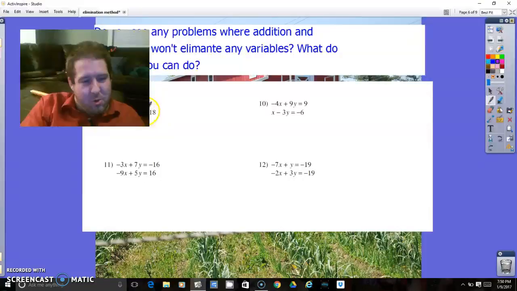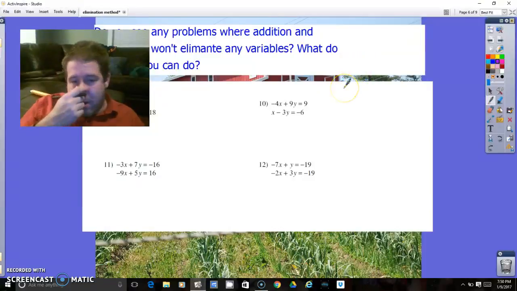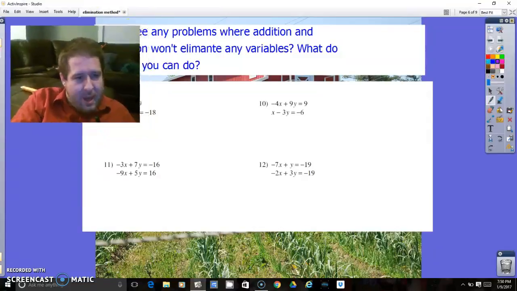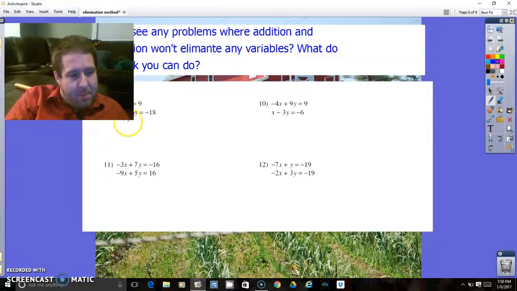Okay, so now we got some new questions here, and these are a little bit different. What you're going to notice about 9, 10, 11, and 12 is that none of the variables, either x or y, are going to have the same coefficients. So in this case, you're going to have to multiply. I want to make them the same. So I scan them, and I'm looking at the x's, look at the y's. What could I do to make them the same?